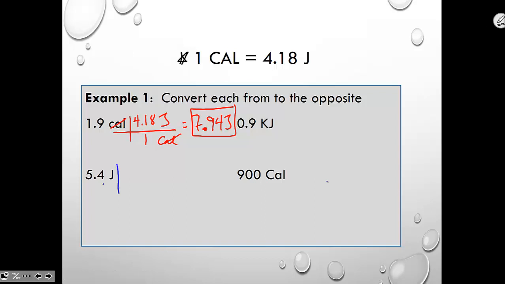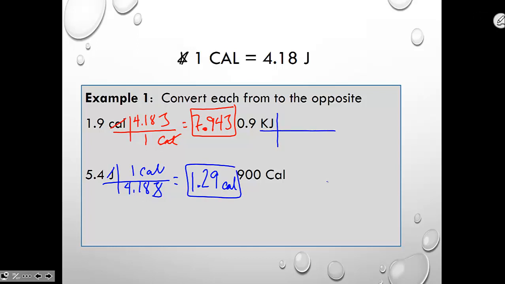Or if I have joules and I want calories, I can go the other direction. For every 1 calorie, there are 4.18 joules. Joules in the denominator will cancel out. So 5.4 joules would be 1.29 calories. On the other hand, if we have kilojoules, we'll have to take an additional step here.